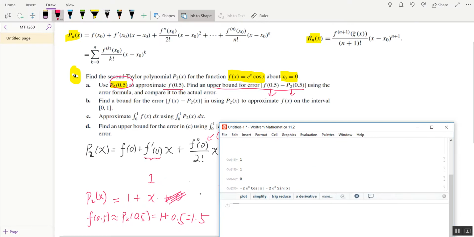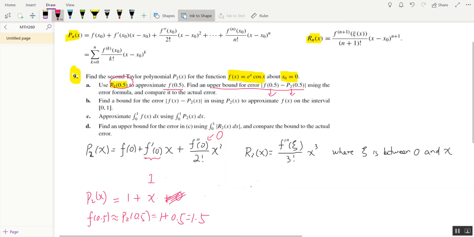So I'm going to write this down here. So my R3, let me quickly write this down here. My third derivative of x is going to be negative 2 e to the x times cosine x plus sine x. Please write down the intermediate step when you do your homework.